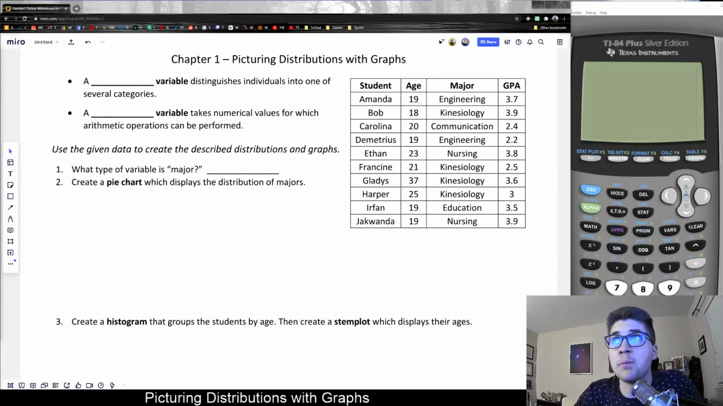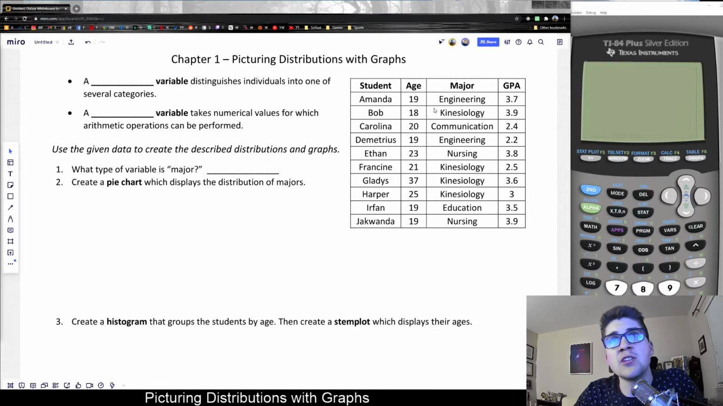Chapter 1 is entitled Picturing Distributions with Graphs, and our main goal in this chapter is to look at data and present it in different ways. We're going to start with a set of random data that I generated just to work on some examples, to create a few varying types of graphs, discuss a lot of the key terms in Chapter 1.